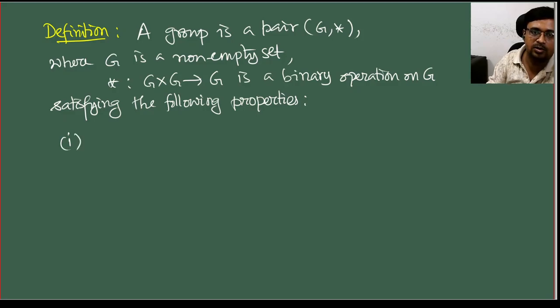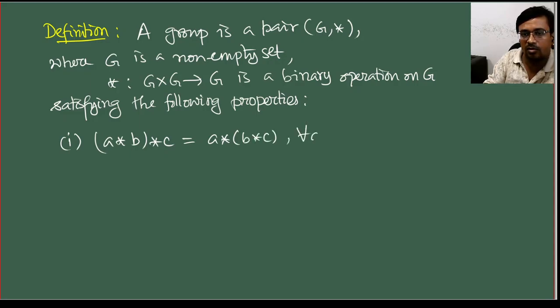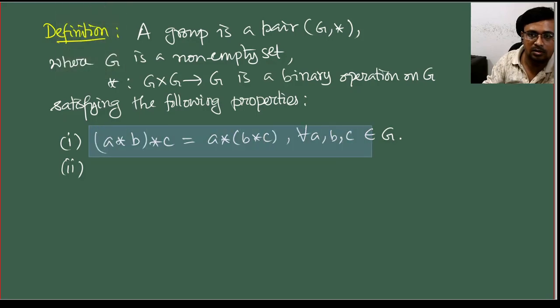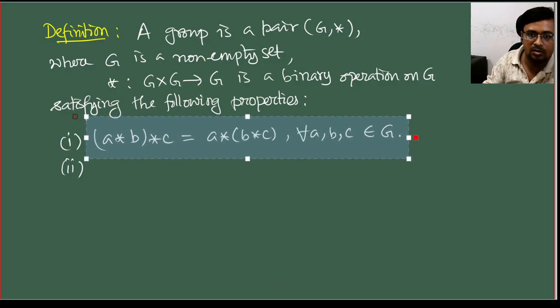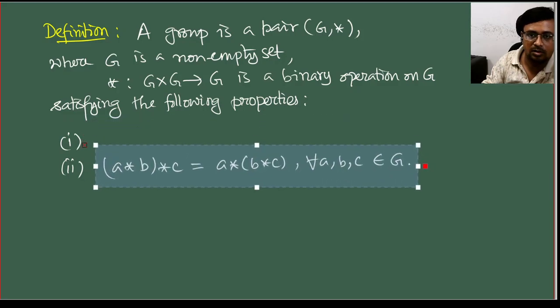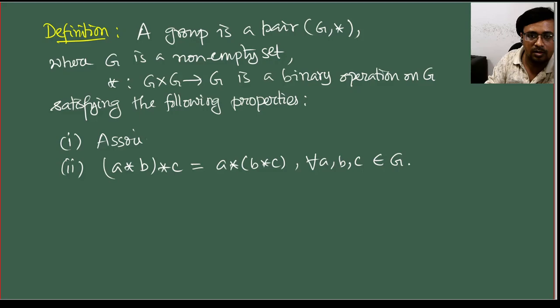The first property is that the binary operation should be associative, meaning that (A star B) star C is equal to A star (B star C) for A, B, C in G. So let me just say that this property is called the associativity property.